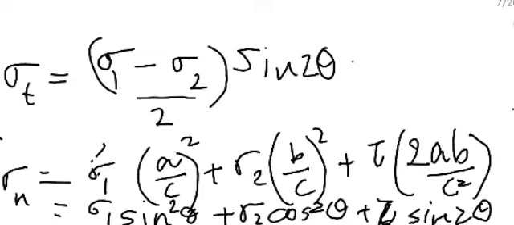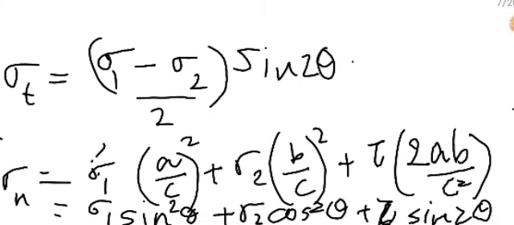Now, how to find the maximum stresses, how to find the plane where the stresses will be maximum, where the shear stress is maximum, and so on. For that, what we have to do is differentiate this sigma n with respect to theta and equate it to 0. So there we will be getting the stress for a particular value of theta.